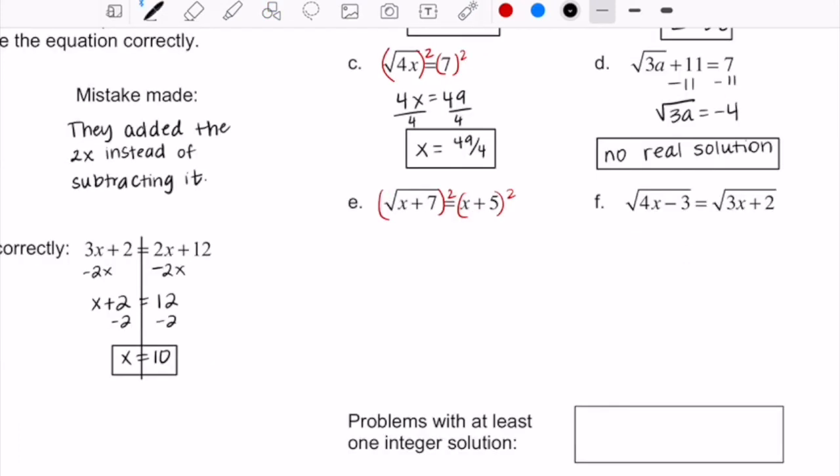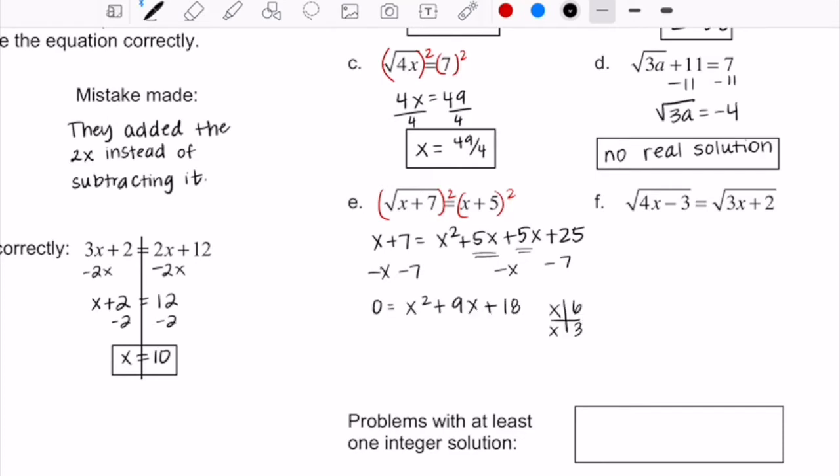On E, I'll start by squaring both sides. The square root cancels out the squared on the left. On the right-hand side, though, remember you need to FOIL. I'll combine like terms on the right. I'm also going to move the 2 variables on the left over to the right-hand side. And then from there, I'll factor to solve. The 2 numbers that times to give me 18 that add to give me 9 are 6 and 3. And then I'll use the zero product property.